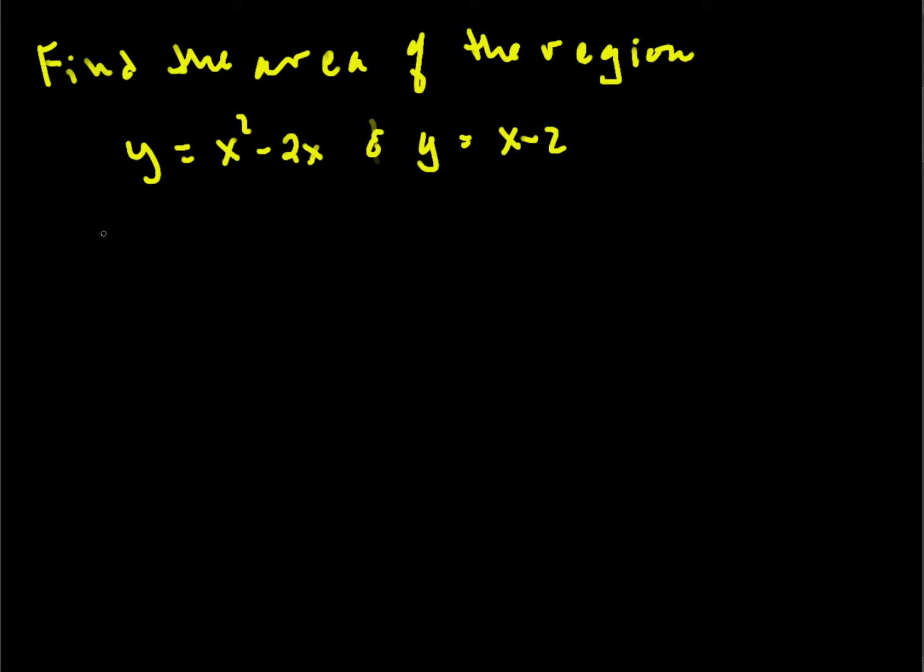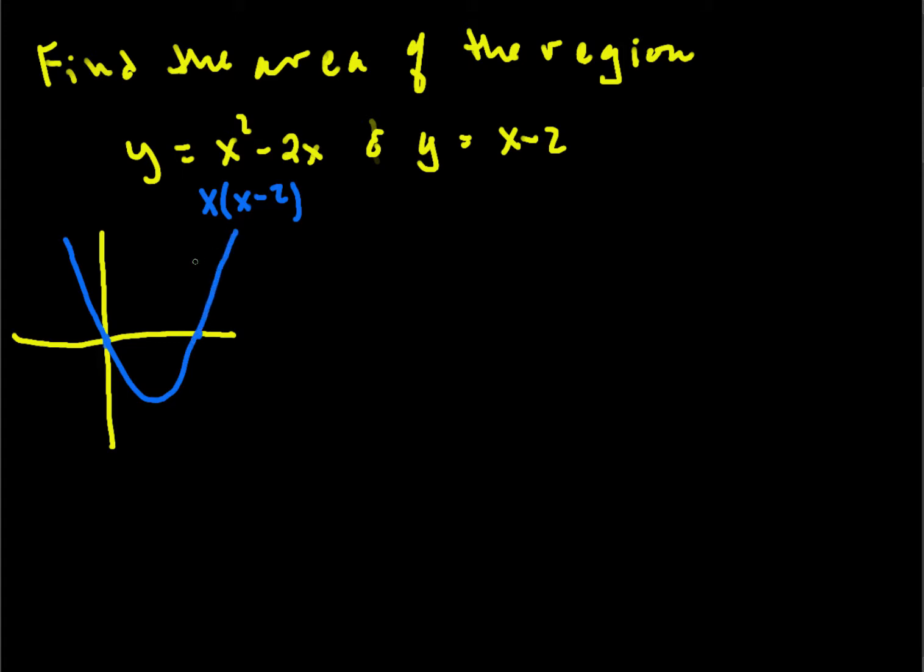I could give a sketch of what these graphs look like. We know that x squared minus 2x, if you simplify it, is x times x minus 2. So I know it's a quadratic, and it goes through the points 0 and 2, and it looks something like this. That's what y equals x squared minus 2x is.